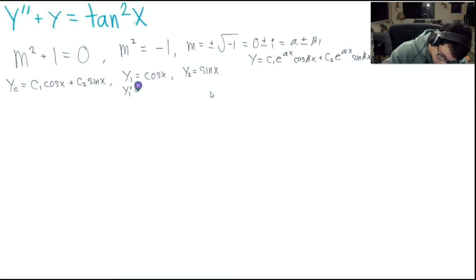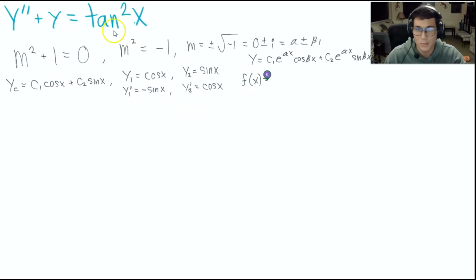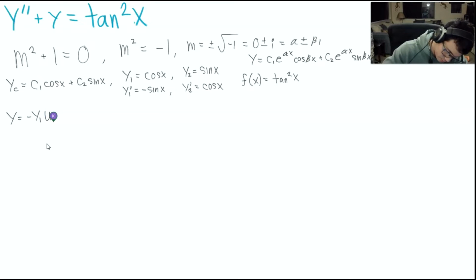y1 prime is negative sine x. y2 prime, it's y prime sub 2, and if you say those words wrong, it's actually a big deal. And f of x is the right hand side, which is tangent squared x. Okay, so the formula for this goes: y, our actual solution, is equal to negative y1 u1 plus y2 u2. So that's our actual answer, but we need to do a few things first.